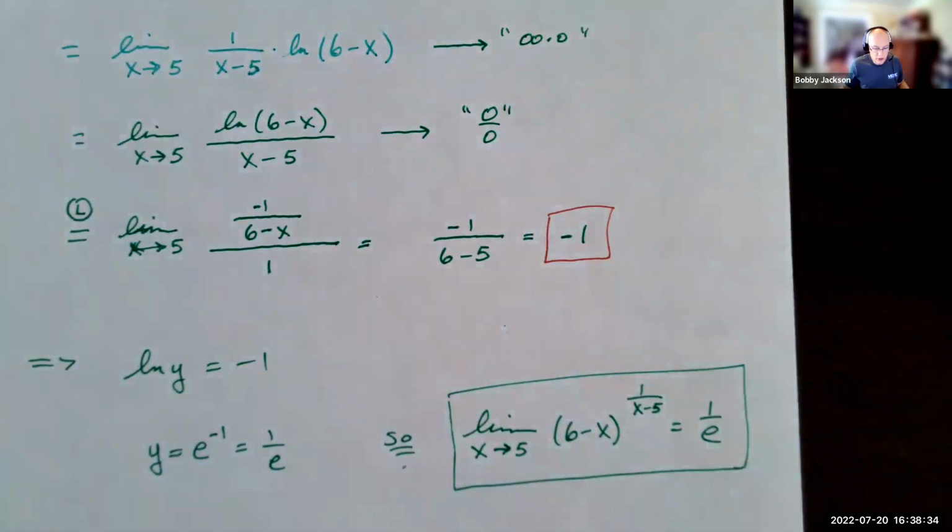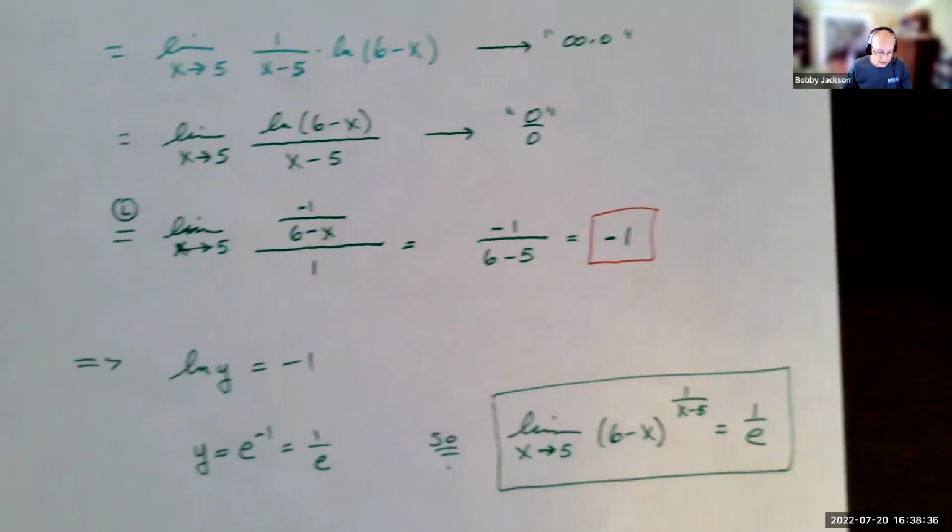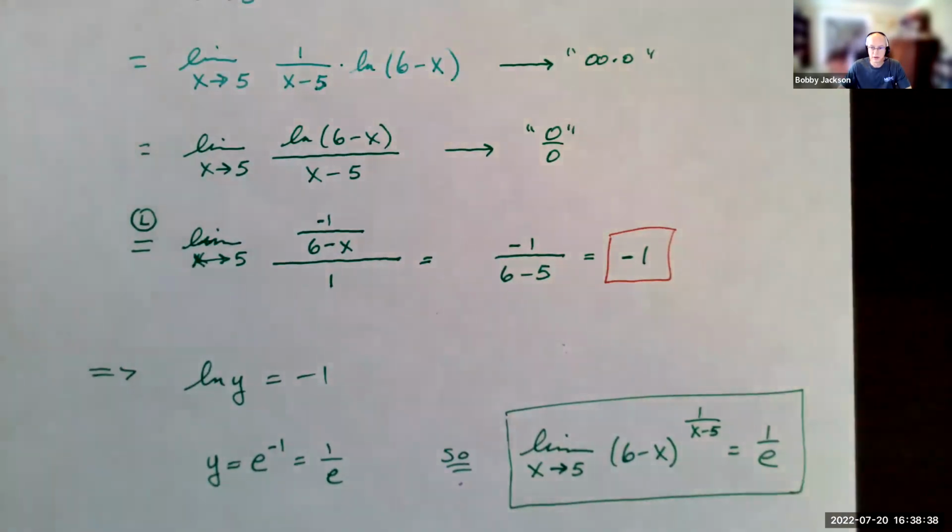Okay, so L'Hopital's rule in these types, and taking the natural log is the way to go with that. Hope this helps with this one, and let me know if you have other questions.